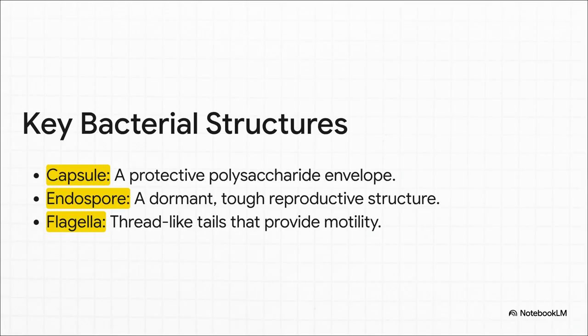For example, there's the capsule, which is kind of like a slimy shield. Then there's the endospore, an incredibly tough survival pod. And you can't forget the flagella, which are like tiny little propellers they use to swim.